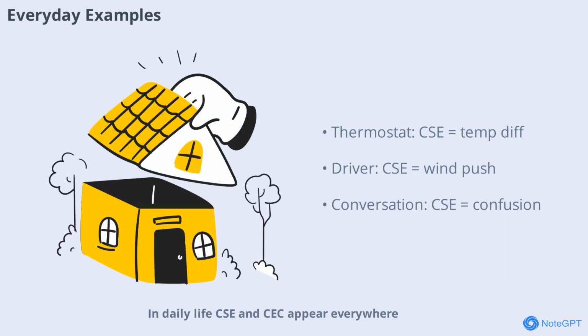In daily life, CSE and CEC appear everywhere. A thermostat uses CSE, the temperature difference, to decide how much heat to apply, CEC. A driver senses wind pushing the car, CSE, and adjusts the steering, CEC. Even in conversations, noticing confusion, CSE, prompts you to clarify, CEC. Recognizing these patterns helps you apply the equilibrium principle in any context.